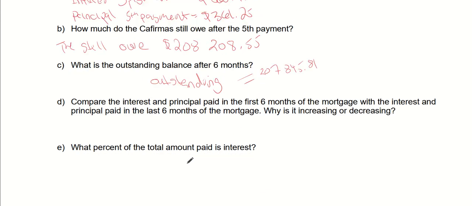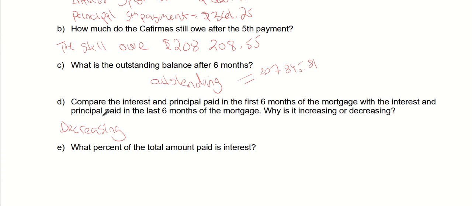Compare the interest and the principal paid in the first 6 months of the mortgage with the interest and principal paid off at the last 6 months of the mortgage. Is it increasing or decreasing? Well, it should be decreasing, and I'll show you why. Let's write down decreasing.